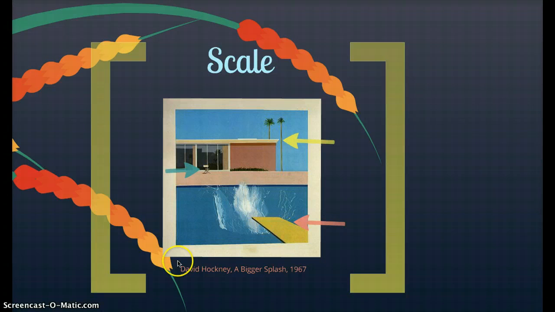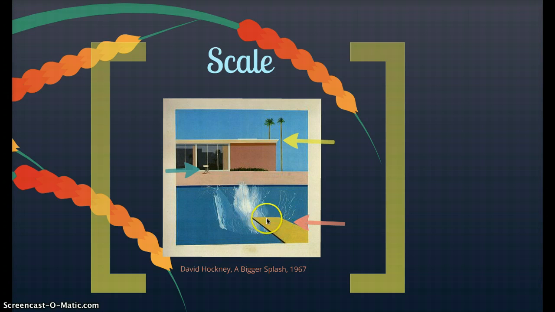Next, we're going to talk about scale. And you can see that this painting by David Hockney, A Bigger Splash, represents scale in several ways. We have the picture plane divided into 3 parts, a foreground, a middle ground, and a background. Let's take a look at the first arrow.